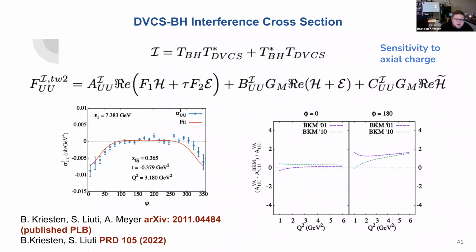Now the difference is that because of the presence of the DVCS amplitude and the fact that you have 2 independent photons, you get a sensitivity to the axial charge here, which is given by this H tilde term. So what I show here is a calculation of a fit to the cross-sectional data, and also how our formalism, which I call VA, differs from other formalisms in the literature.